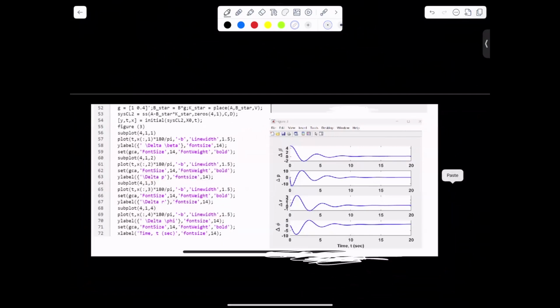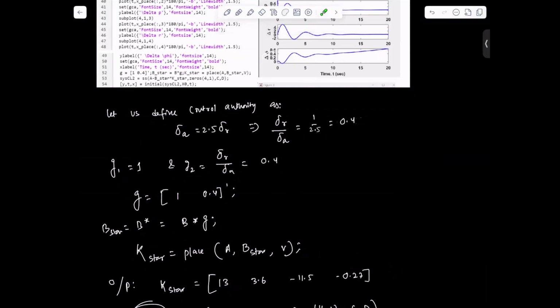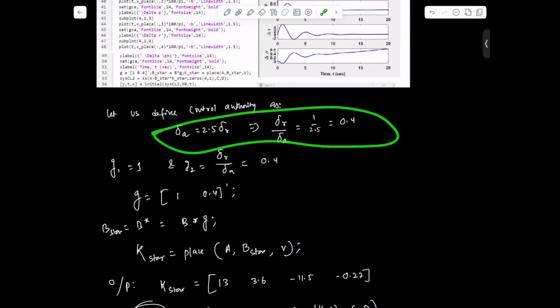So if you notice carefully here, we can see that now the problem you had in the previous case is gone, now it is stable. It is going to 0 over time. At 20 seconds, all states have converged to zero. So now the system is controlled. So using this control authority concept, now we are able to get our desired response. This example is very, very important.